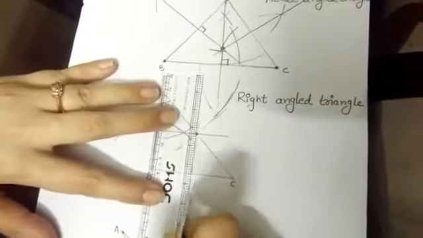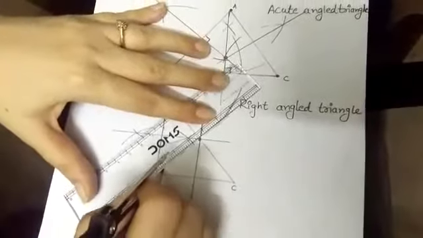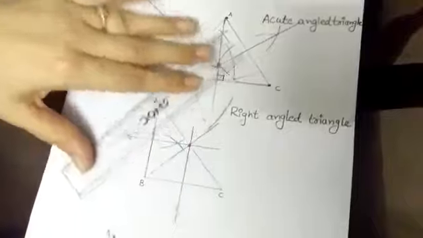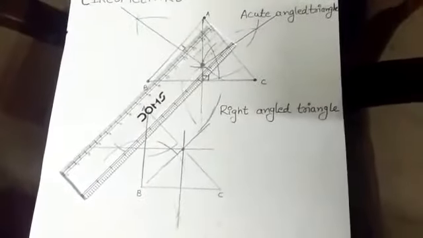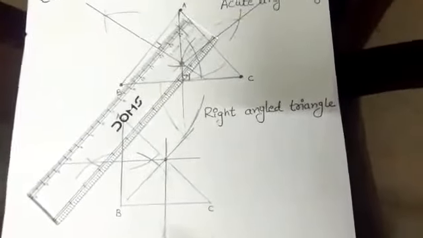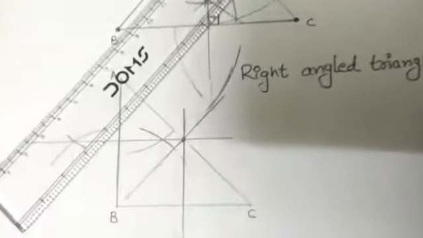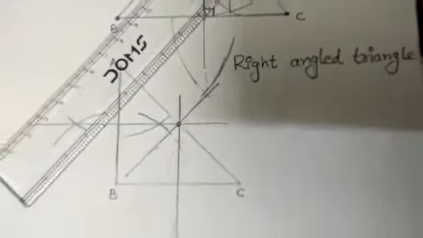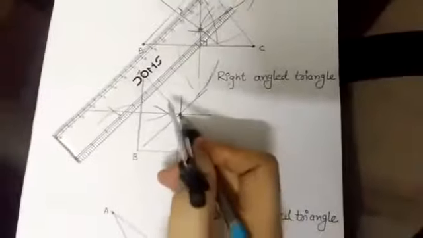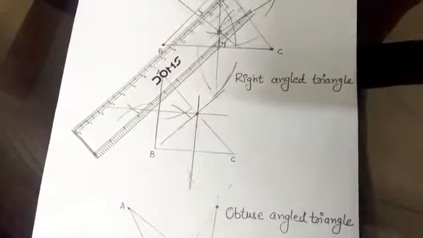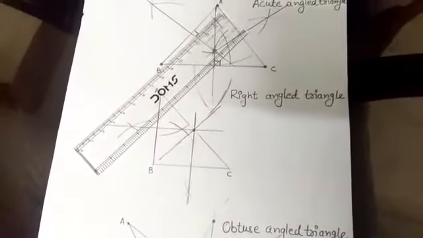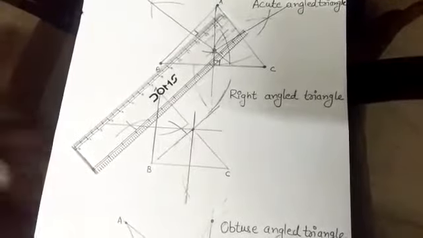Now I'm going to dark it with the help of pencil, and this is the perpendicular bisector of side AC, which I have already done, but you have to do it yourself. After joining the perpendicular bisectors of the sides, what I observe, the point of joining of the three perpendicular bisectors, the circumcenter, is at the midpoint of the hypotenuse. So the circumcenter of a right angle triangle lies at the midpoint of the hypotenuse.